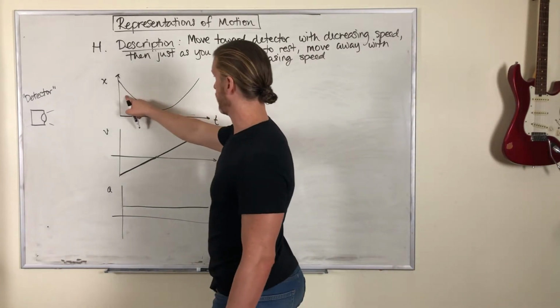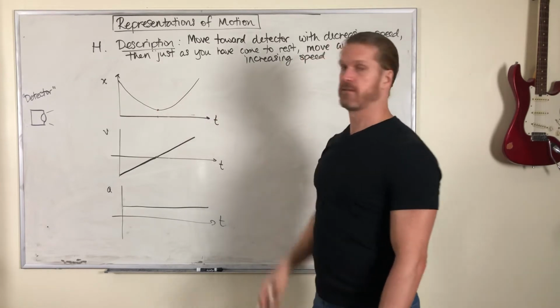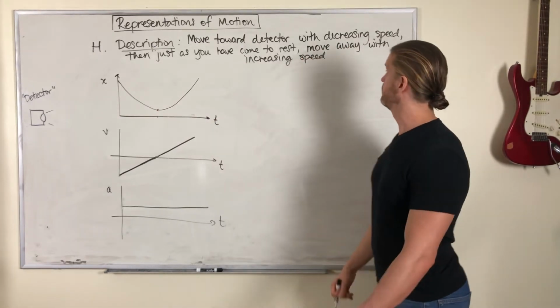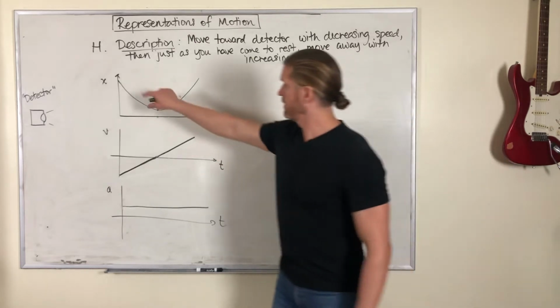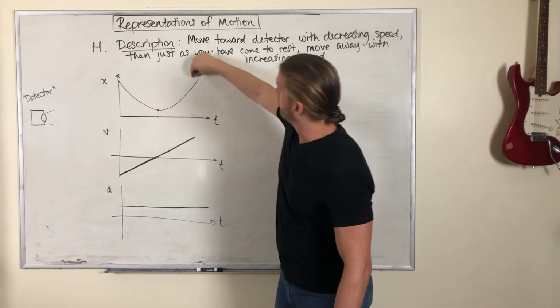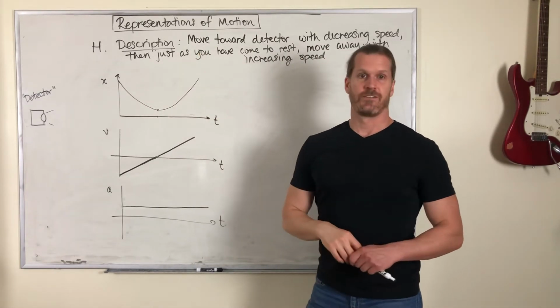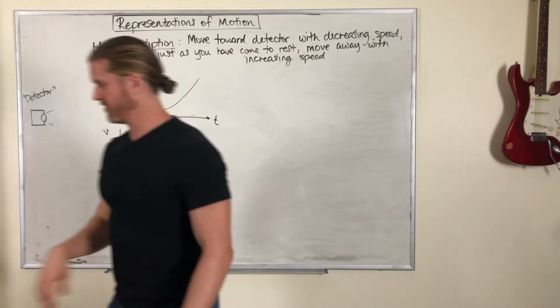Here's where we're moving toward, position's getting smaller, and we stop, now move away, position is getting greater. And again, the speed is large here, the speed is small here, the speed is large here again. All right, so that's part H. Let's move on to the next question.